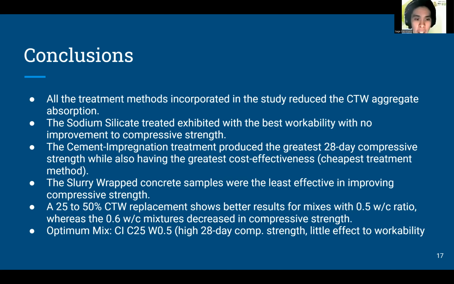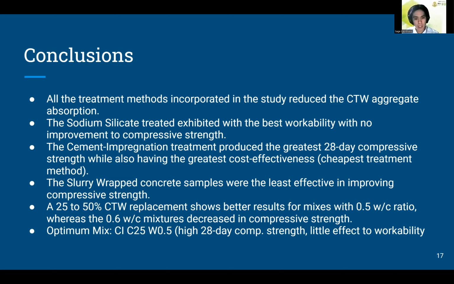So overall, the study arrived at the following conclusions. First, all the tested treatment methods were able to reduce the absorption of the CTW aggregate. And as for the specific treatment methods, the sodium silicate treatment produced mixes with the best workability, although there was no improvement to the compressive strength. The cement impregnated samples exhibited the greatest 28-day compressive strength, in addition to its treatment being the most cost-effective. And the slurry wrapping treatment, on the other hand, was the least effective in improving compressive strength.